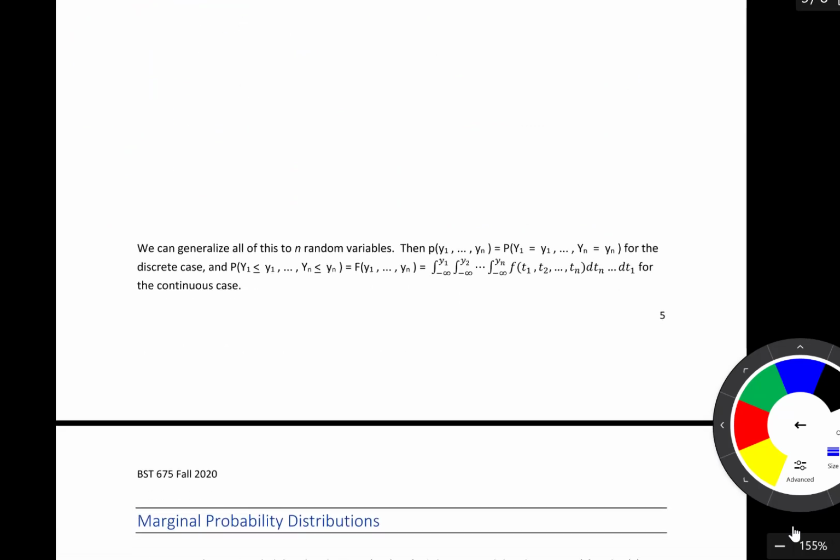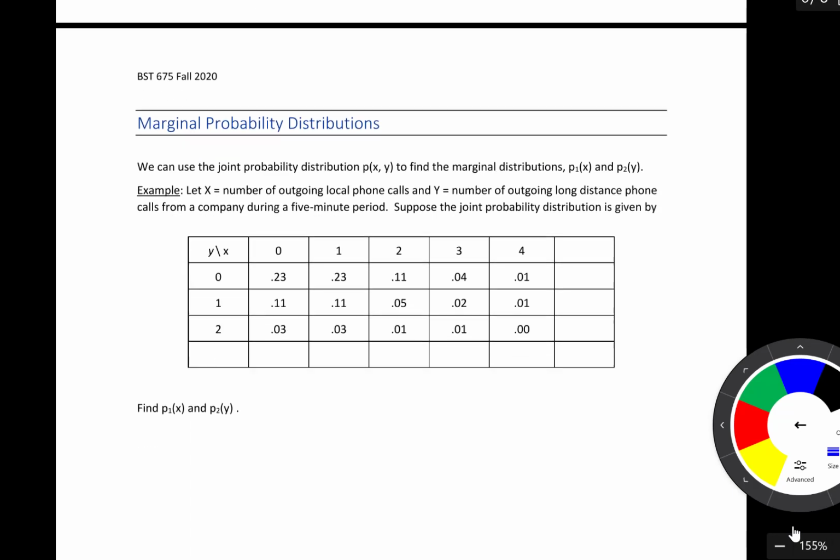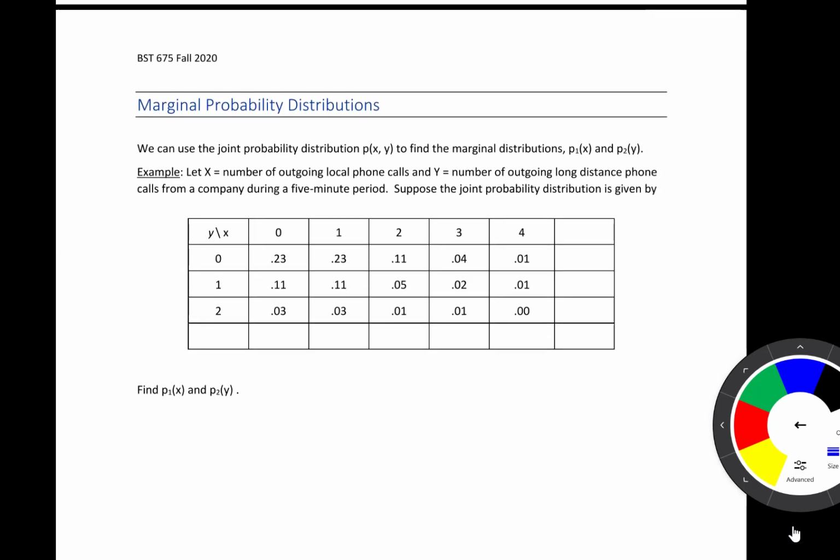Right, so we could generalize this to n random variables where we're only looking at 2, and here's what that would look like if we generalized it. Next, we're going to look at what is known as marginal distributions. So we can use the joint probability distribution of x and y to find the marginal distribution for either x or y. And so let's look at an example here.